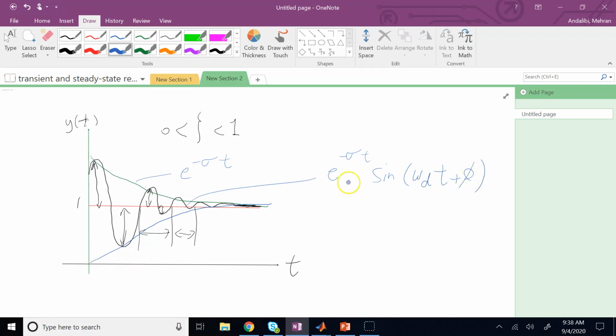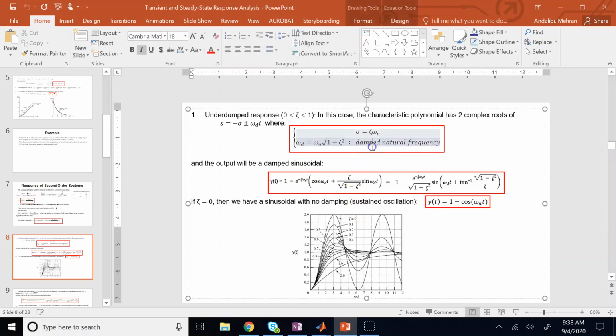But your general response is like e to the negative sigma t times sine of omega d t plus phi. So clearly you have an amplitude that is shrinking, and this is the period of oscillation. You know the relation between period and omega d: omega d is 2 pi over one period. So if you call this period T, 2 pi over T is omega d. We call it the damped frequency of the system, or damped natural frequency.